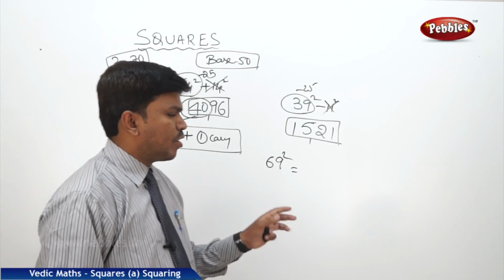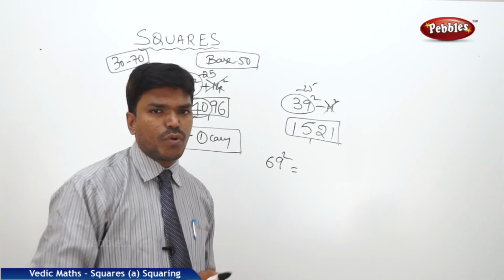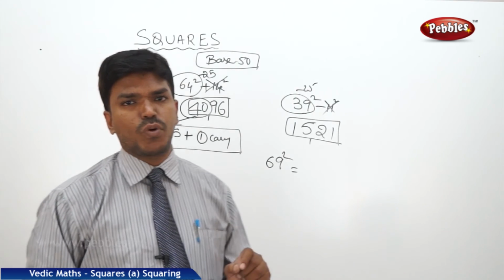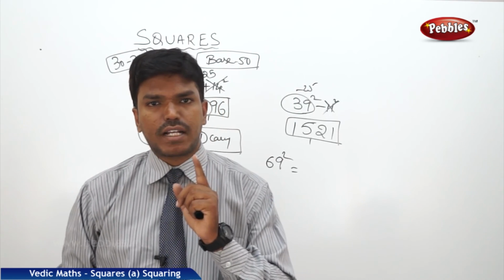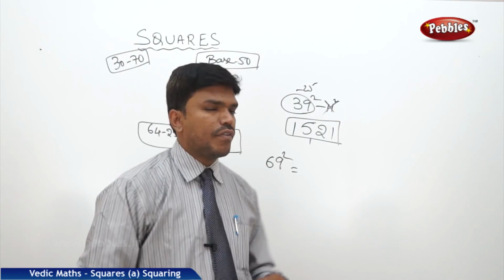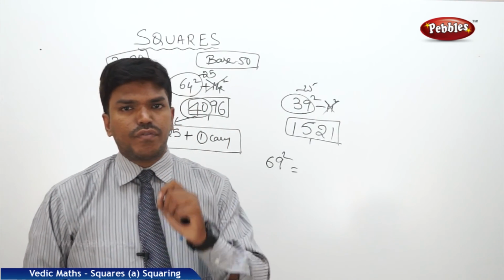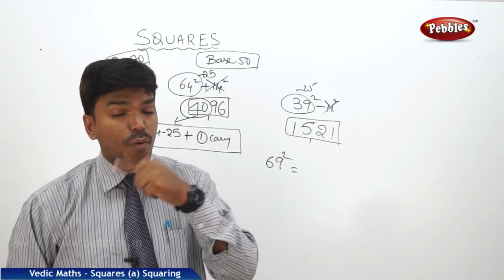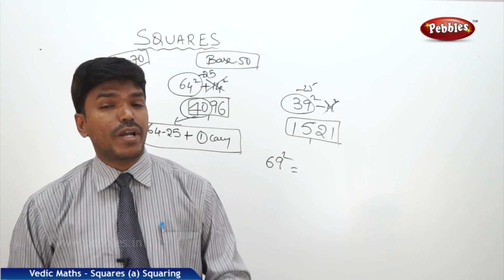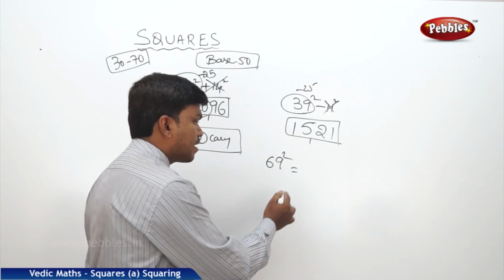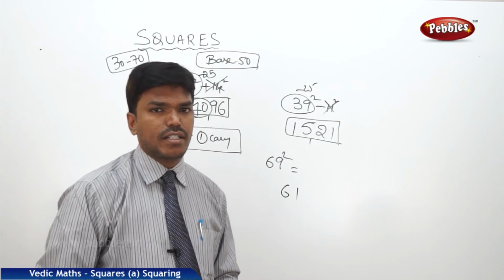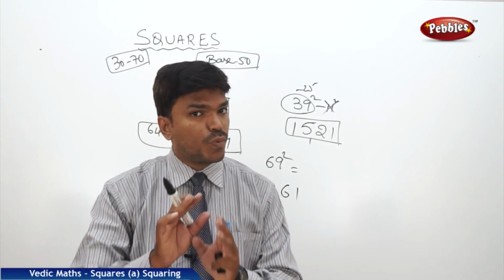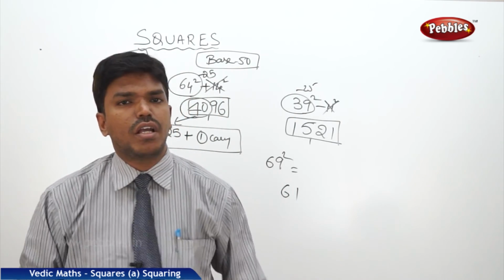Similarly, suppose I need 69 square. Now this time I don't write anything on the board. I will directly put the answer on the board, just by mind calculation. 69. If you compare with the base 50, is it more or less? More. So you need to add. Remember, it is plus. How much more? 19. What is 19 square? 361. So I am writing 61 and carrying 3 in the mind. Remember, keep 3 in the mind for some time.